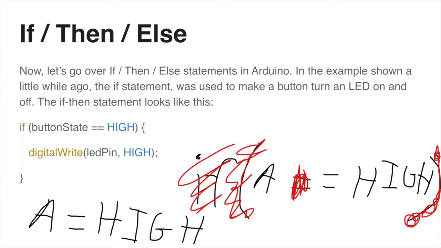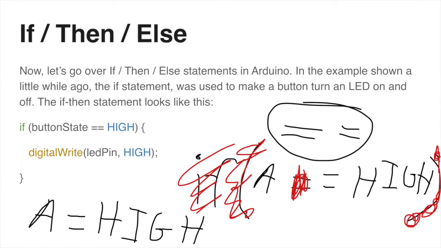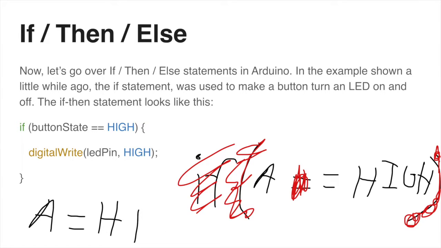That's what we're left with. A equals high. Guess what? That statement there will make A equal to high. Is that what we want to do? Not in the least. We do not want to make A equal to high. We want to check and see if it's equal to high. And if it is, do the next condition. So, that's, in my mind, why we do the double equal sign.